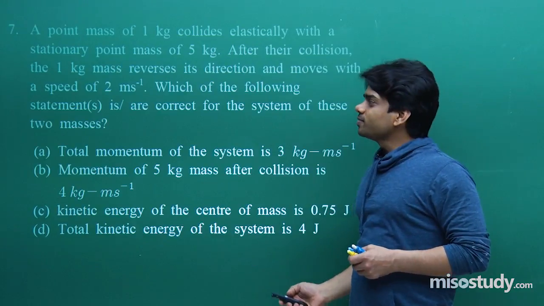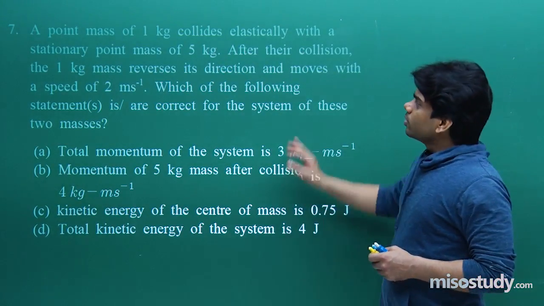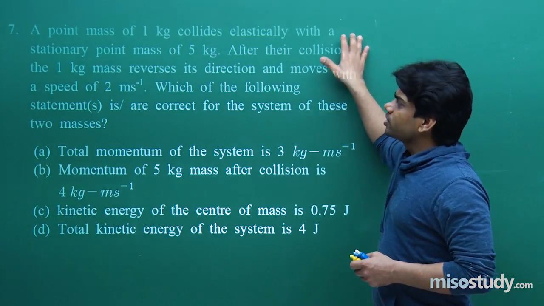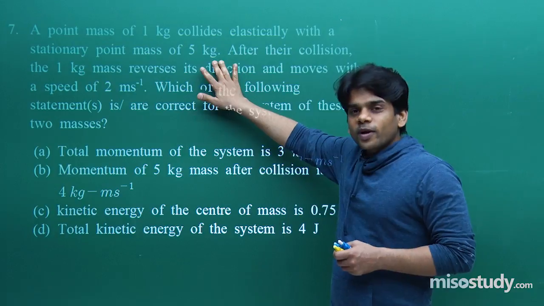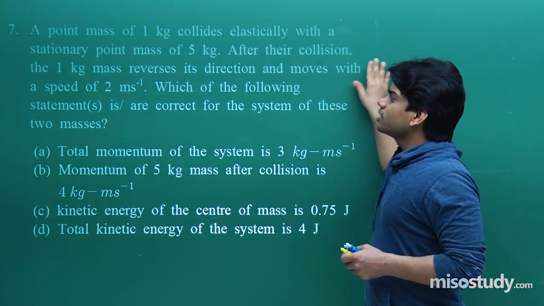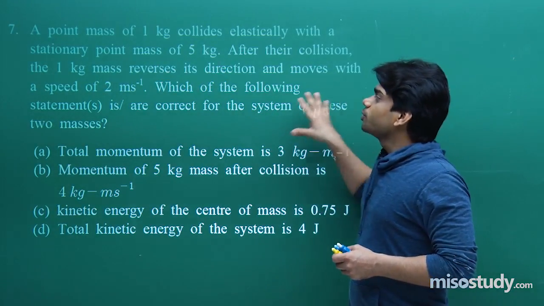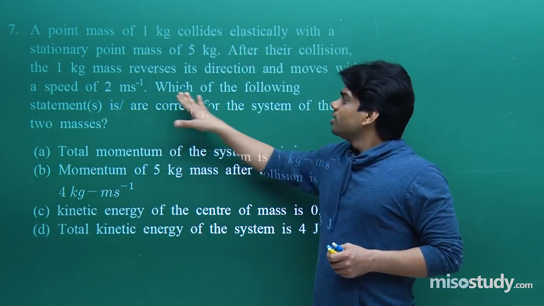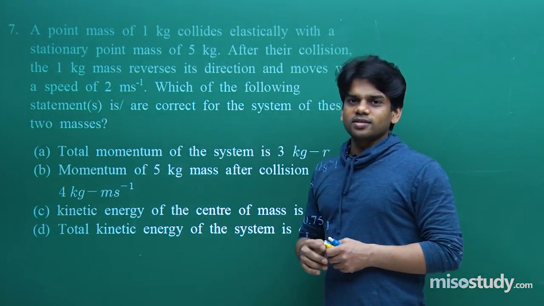Question number 7. A point mass of 1 kg collides elastically with a stationary point mass of 5 kg. So we have 2 point masses that are going to collide with each other. After their collision, the 1 kg mass reverses its direction and moves with a speed of 2 meters per second. Which of the following statements are correct for the system of these two masses?